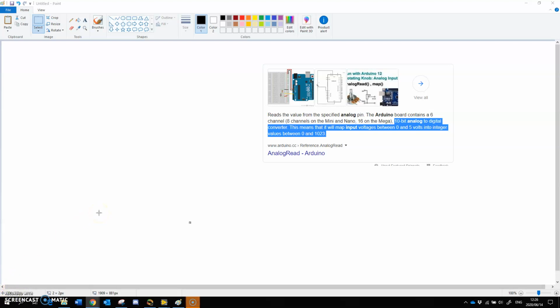Alright, let's look at quantization error. If we look at the Arduino Uno, they say it's got 10-bit analog inputs, and it can measure between 0 and 5 volts. So the values are 0 to 1023.